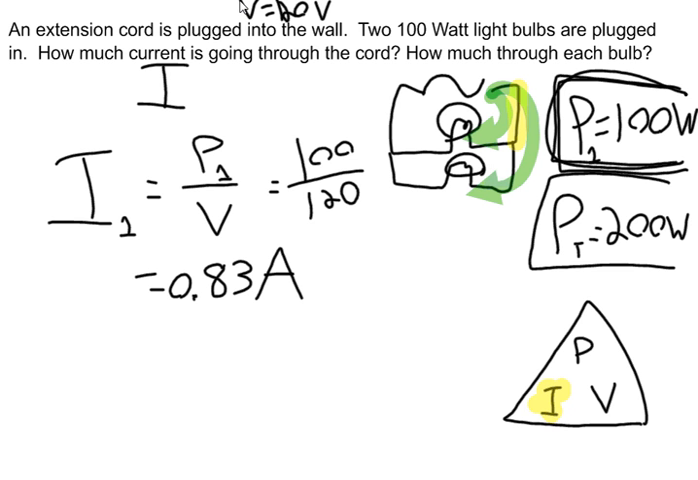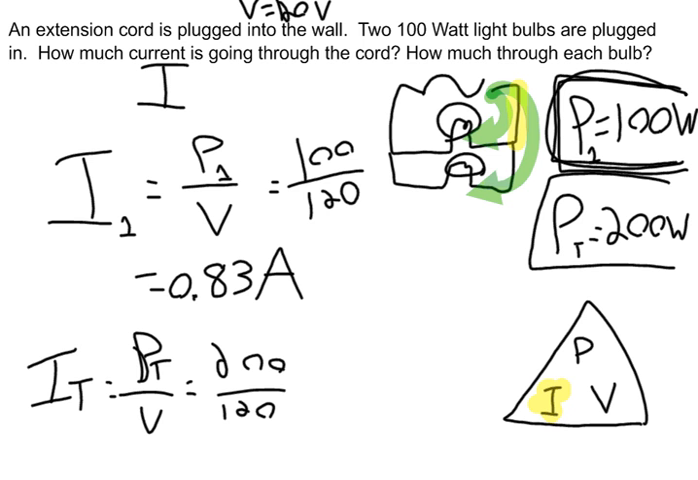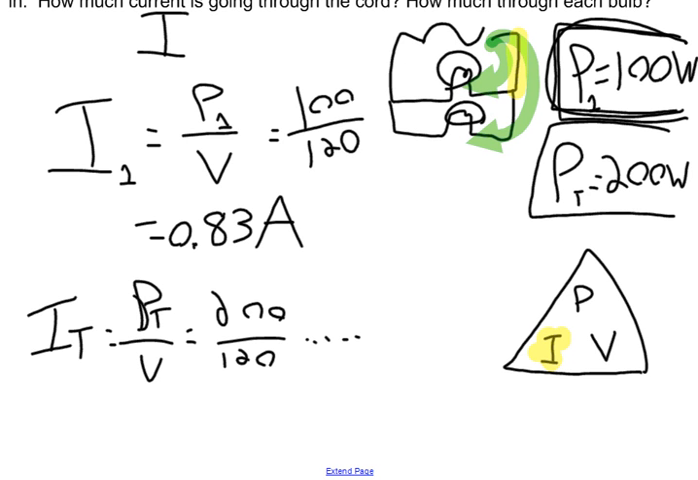If we want to know how much current is going through the cord, we have two options. We can start the entire question from scratch and say the total current is going to be equal to the total power divided by voltage, which is 200 divided by 120, and we can work it out that way. But it might make more sense to just say, hey, my cord is powering two of these light bulbs. It's got the current of two of them. So I would personally just take this answer and double it.